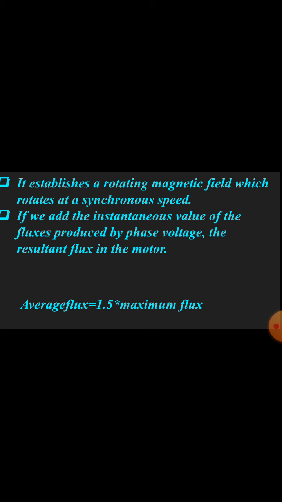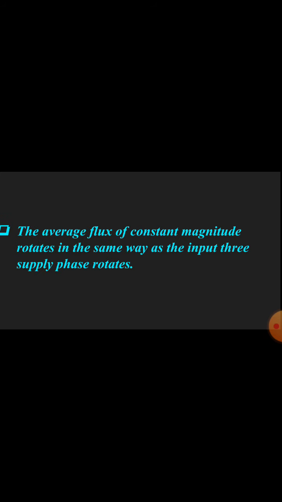If we add the instantaneous values of the flux produced by each phase voltage, the resultant flux in the motor is the average flux, equal to 1.5 times the maximum value. The resultant flux of constant magnitude rotates at the same speed as the input three-phase supply.